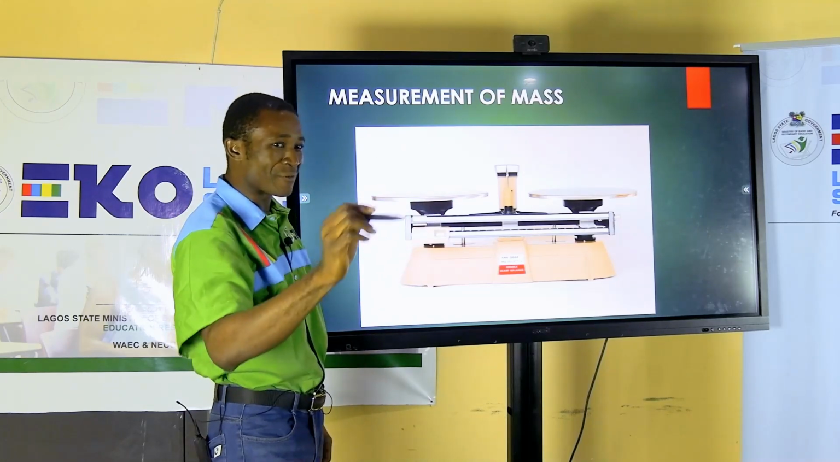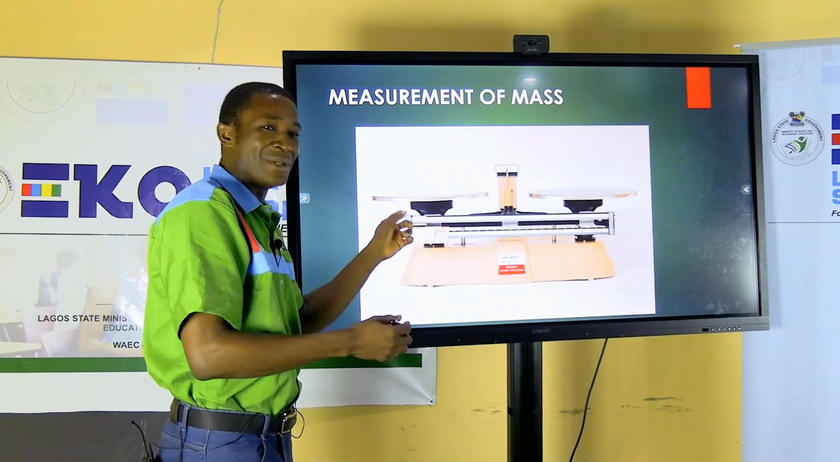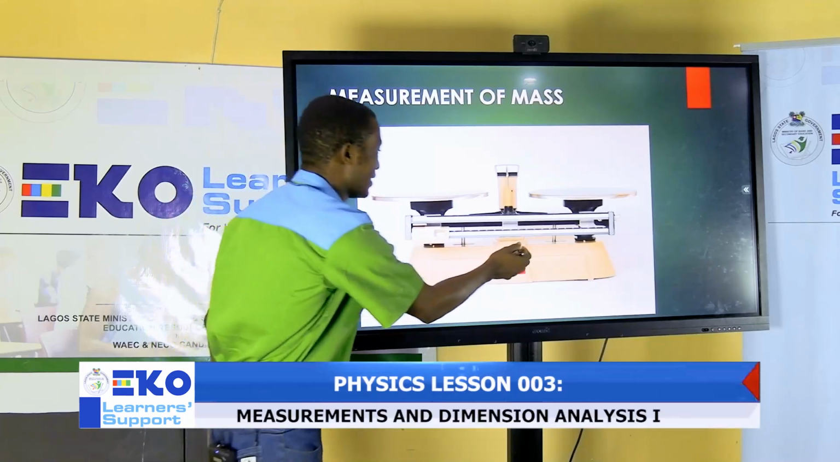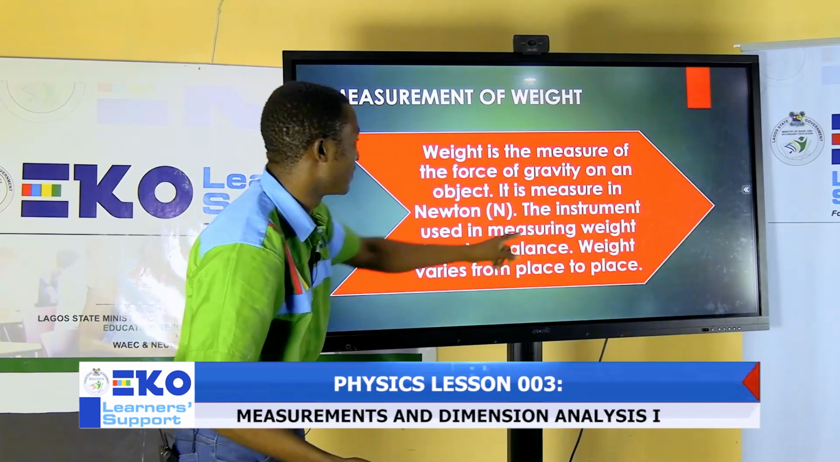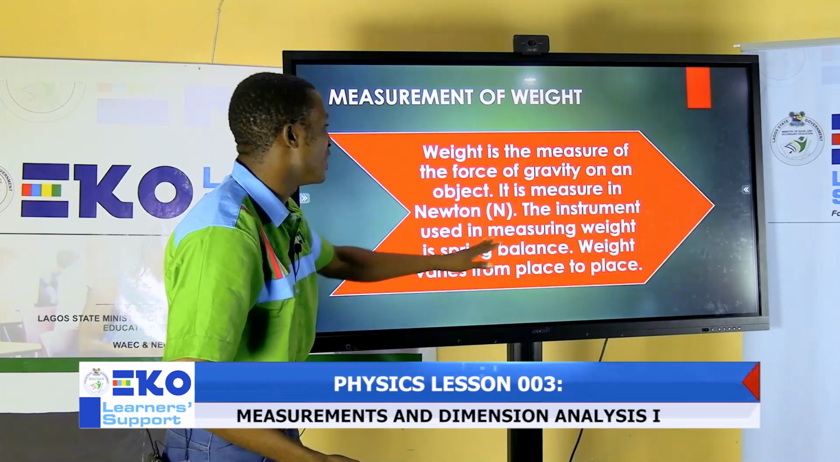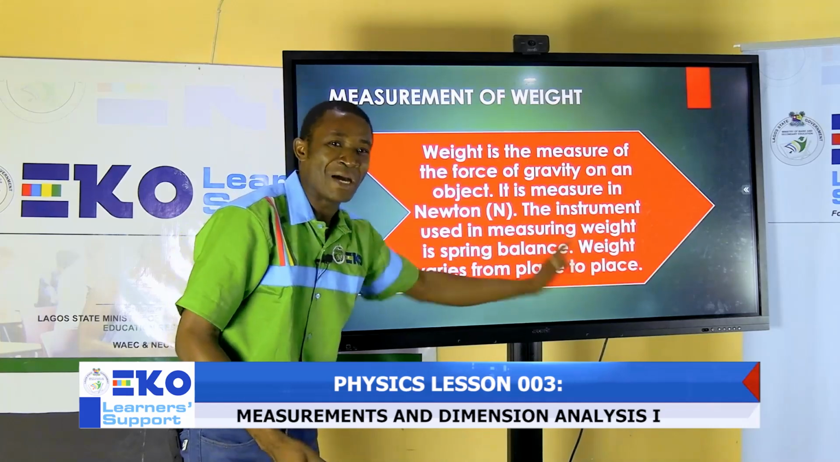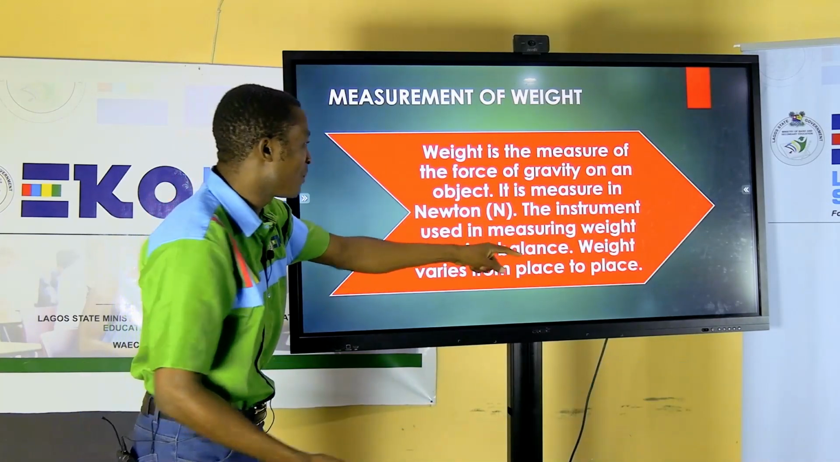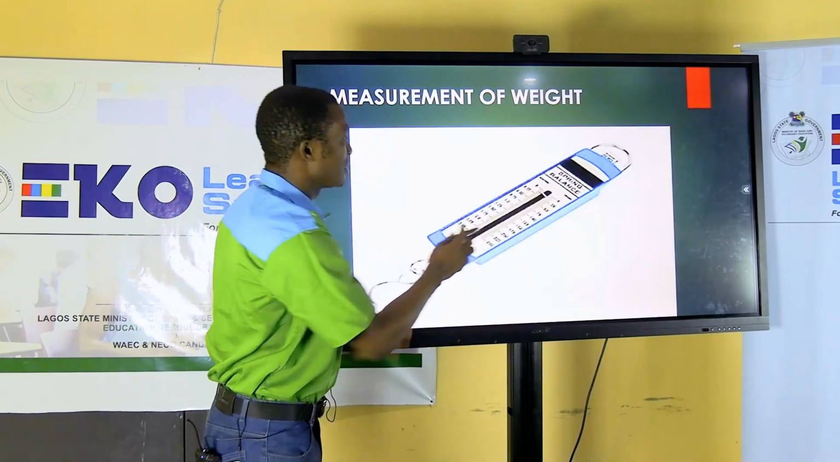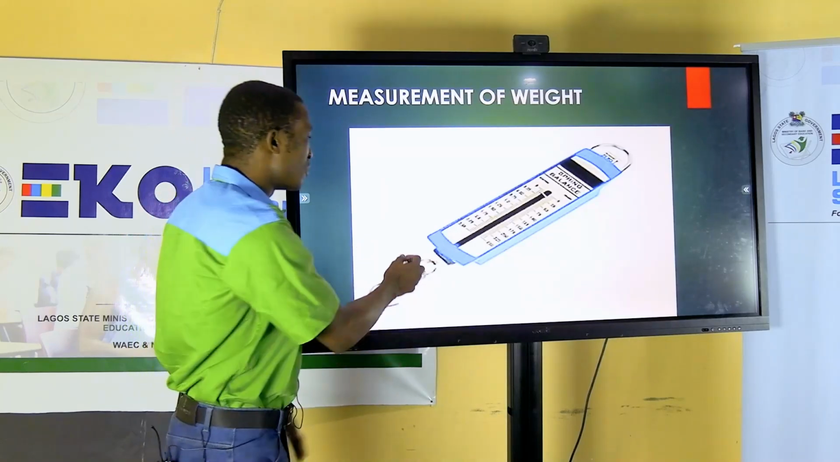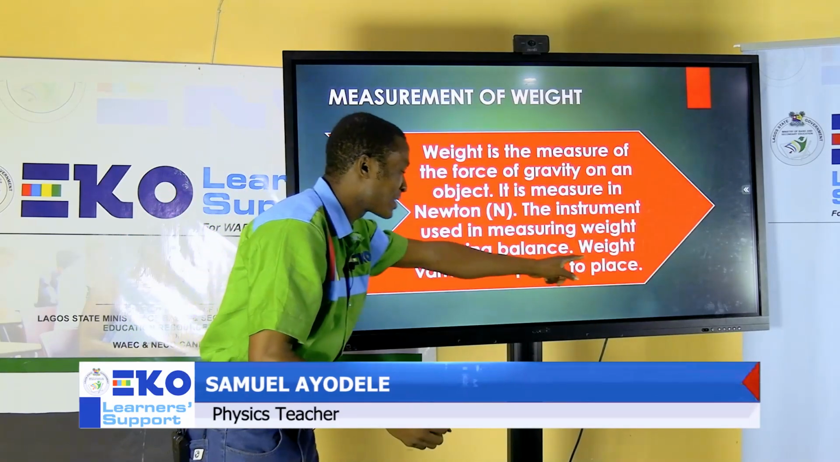But mass is not a force. So you will know the application, the relevance of what I've just said, preparing for your exam. Now, the instrument used for measuring weight is the spring balance. The picture of the spring balance is here. This spring balance is used to measure weight. But look at this last part.